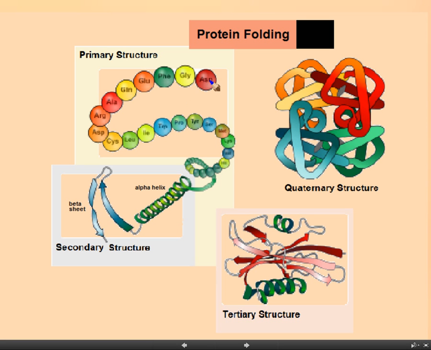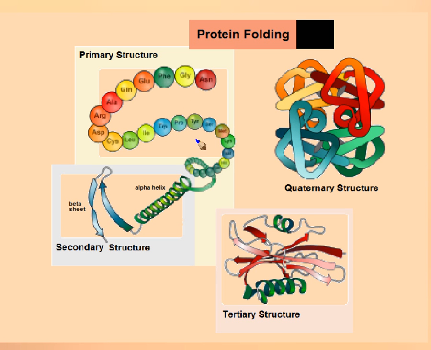So you can see here is the sequence of amino acids, and they will coil up into an alpha helix or fold into sort of a zigzag pattern, which is called a beta sheet. So that's the secondary structure. So the sequence of amino acids determines the secondary structure, the shape into which they fold.